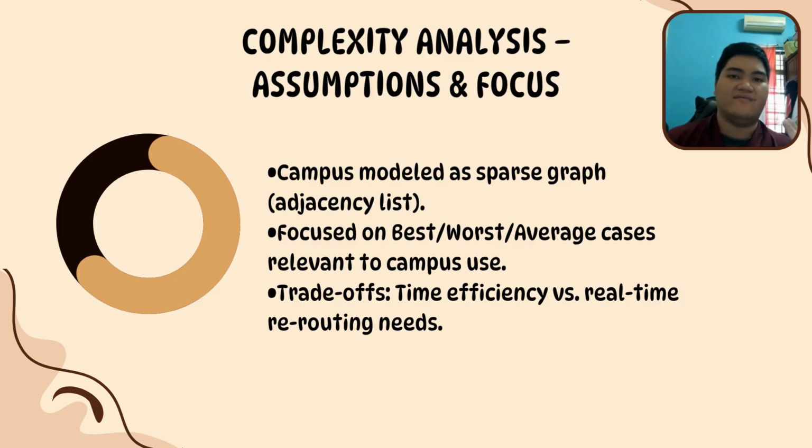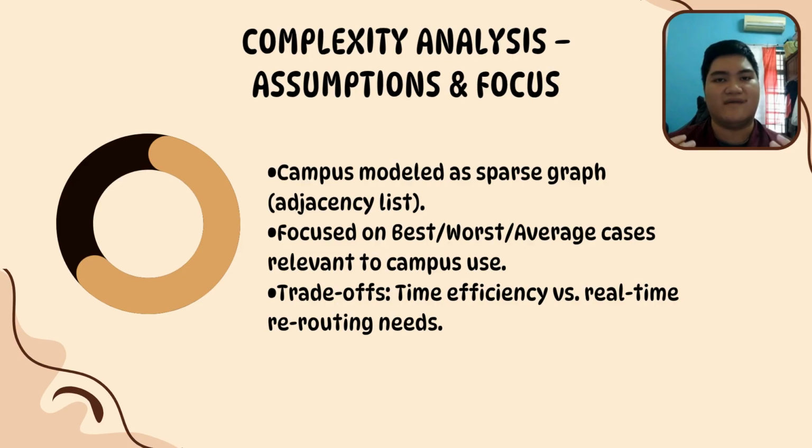The second, the focus on relevant complexity and real-time needs. So we didn't pick just one scenario. For our algorithms, we picked 3: best, worst, and importantly, the expected or average case. This provides a more practical understanding of an algorithm's performance on campus navigation.